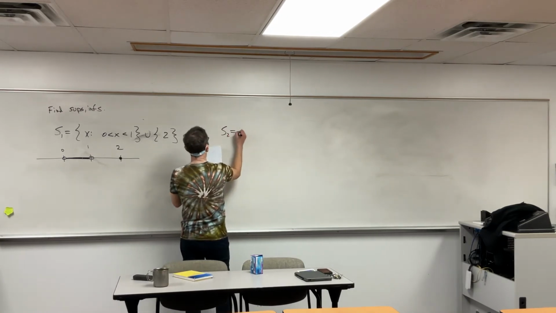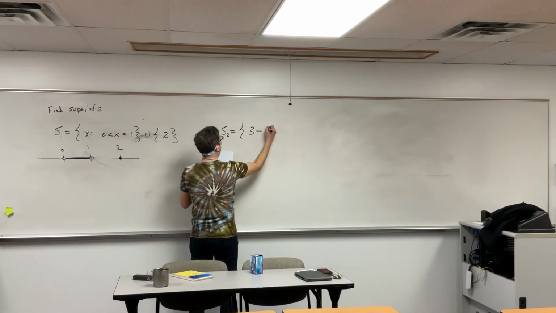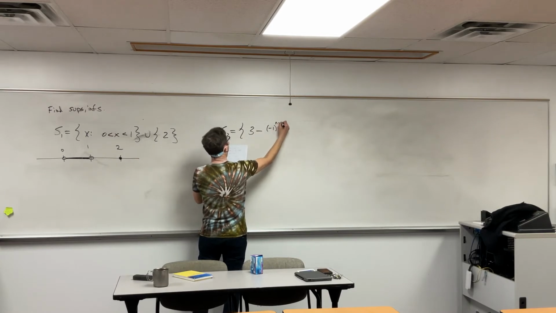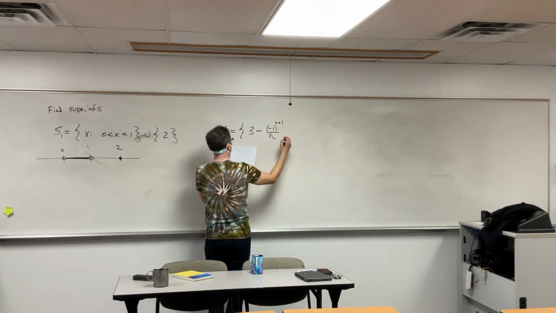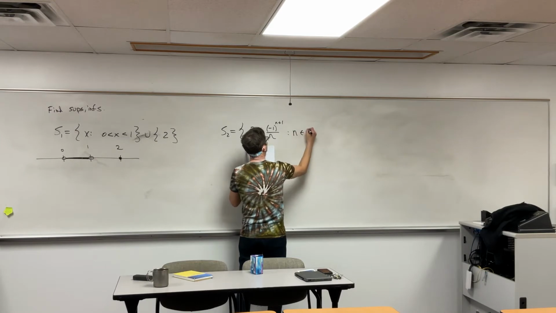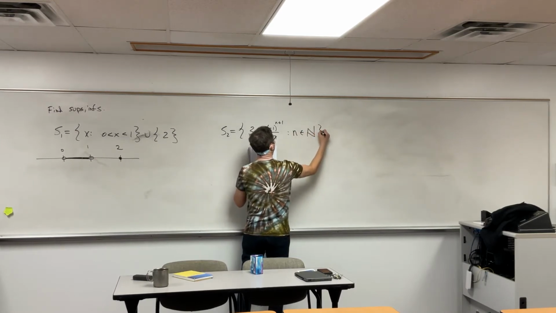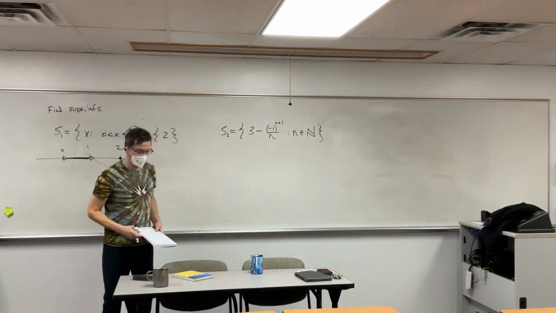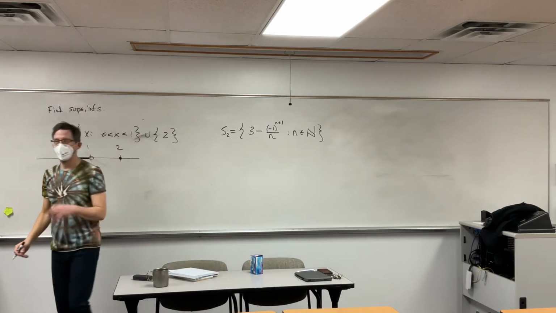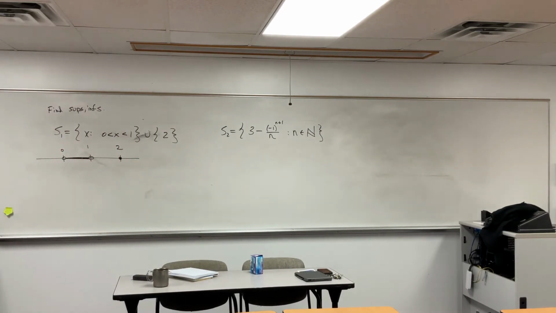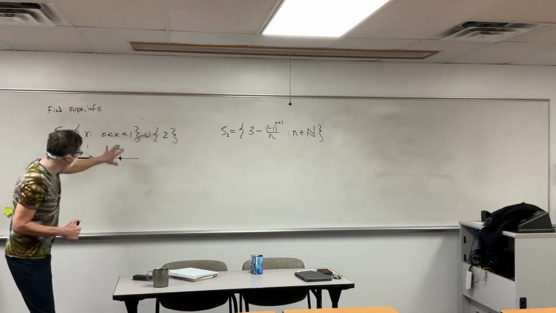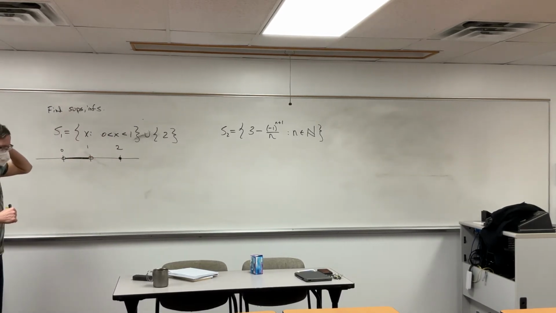So plus 2 is 3 minus negative 1 to the n plus 1 over n, where n is a natural number. Let's just let everybody have a chance to at least get something they feel good about for the first time.